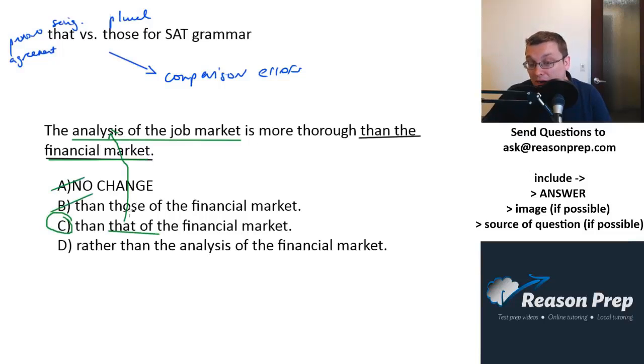B is better, except just like we talked about before, "those" is plural. We need this to be singular to point to analysis. And then D is just super wordy. It gets rid of the "than," which we do want as a comparison. So we don't like D. So we go with choice C.